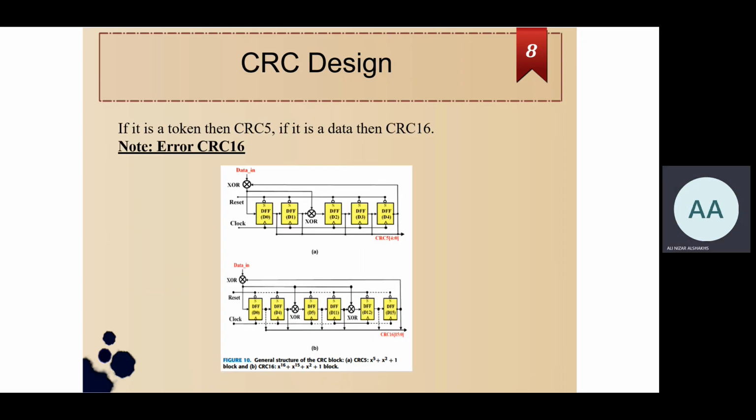Here in the CRC design, after we check the type of the packet, we will do either CRC5 or CRC16. These are the implementations of the CRC5 and CRC16. Here in this picture in the paper, I think they made a mistake. The equation is not x^16, x^15, x^2, 1. The equation here should be x^16, x^12, x^5, and 1, which is another commonly used CRC16.